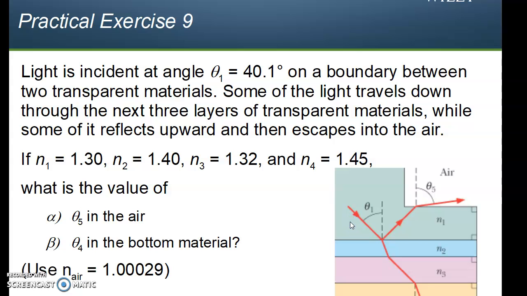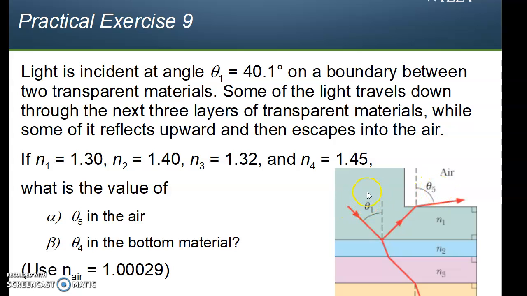Light is incident at an angle theta 1, right here in this medium N1, at 40.1 degrees on a boundary between two transparent media. Some of the light travels down through the next three layers, okay, this layer and this layer and this layer, while some is reflected upwards and out and back into the air.